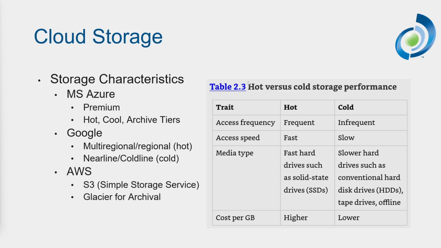So if you look at table 2.3, the hot versus cold storage performance. The trait like access frequency: hot is frequent, cold is infrequent. Access speed: hot is fast, cold is slow. Media type: fast hard drives such as solid state drives, slower hard drives such as conventional hard drives.